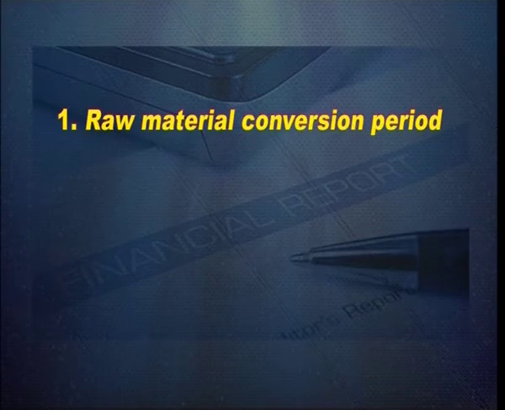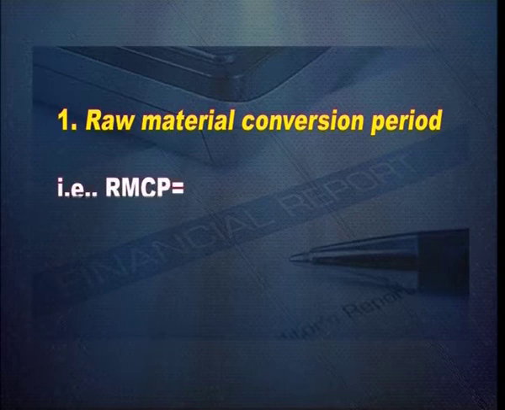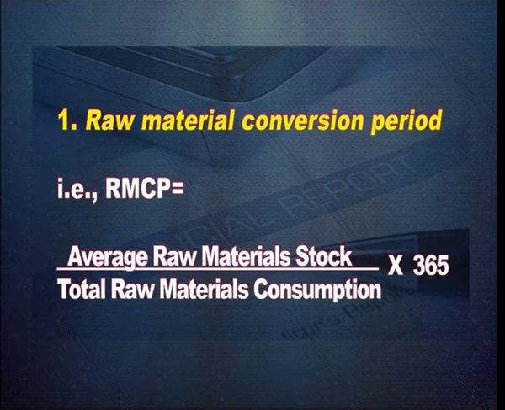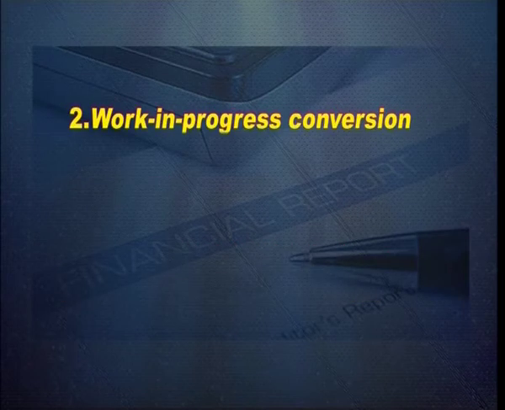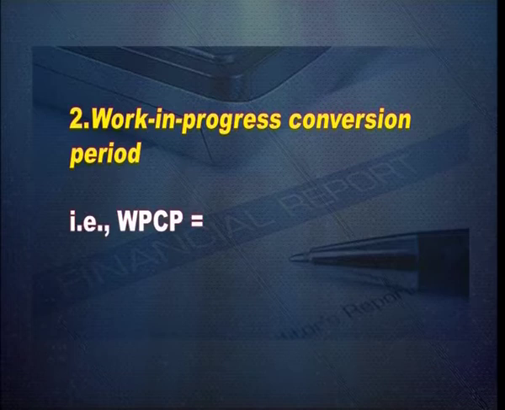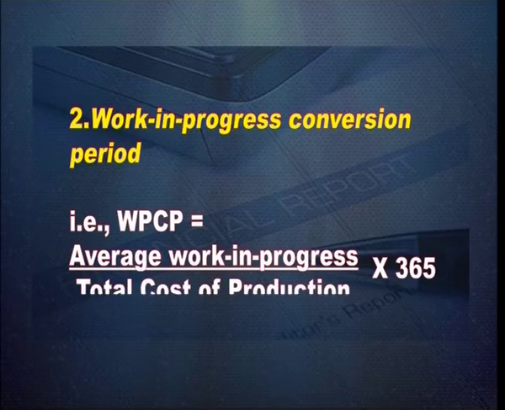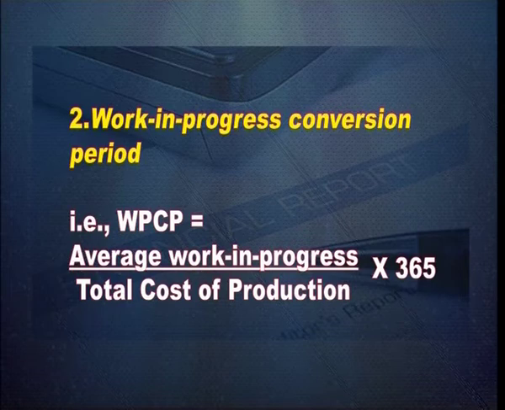First one, raw material conversion period, that is RMCP, is equal to average raw materials stock divided by total raw materials consumption multiplied by 365. Second one, work in progress conversion period, that is WPCP, which is equal to average work in progress divided by total cost of production multiplied by 365.